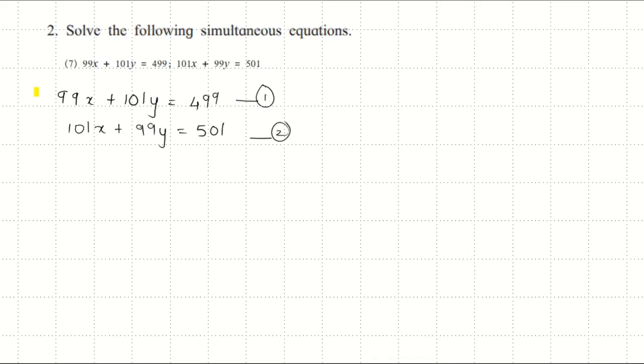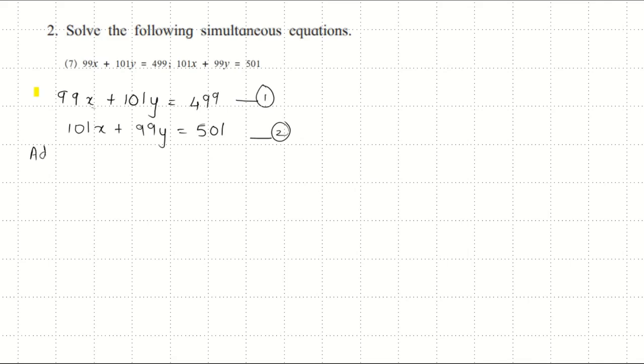If you see such big numbers, do not panic or hesitate to solve the equations. Here, as we see, the coefficients are repeated. 99 is repeated in the second equation as well, and 101 is repeated as well. But the variables x and y are interchanged. In such cases, we will directly add and directly subtract. First we add and then we subtract to get a simple equation.